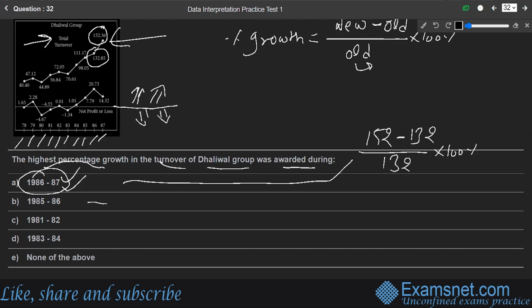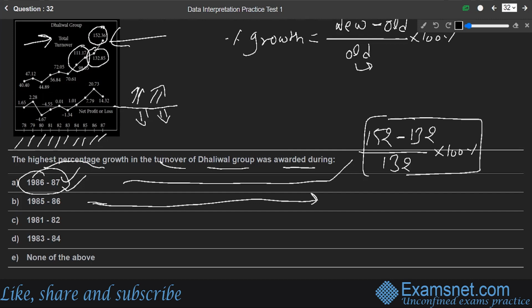Now let us not solve this for now. We can solve this later also, but we need to understand how we are supposed to calculate the percentage growth, say for 85 to 86. So for 85, the value of the turnover is 111.17, and for 86 it is obviously 132. So the percentage growth becomes higher value minus the lower value divided by the lower value into 100%. And so on we can calculate for 81, 82, 83, 84, and so on. After calculating all these values, we are supposed to check it, and then we can find out the highest percentage growth.